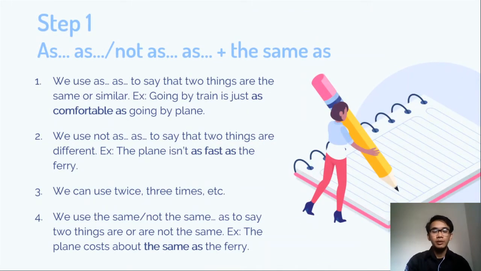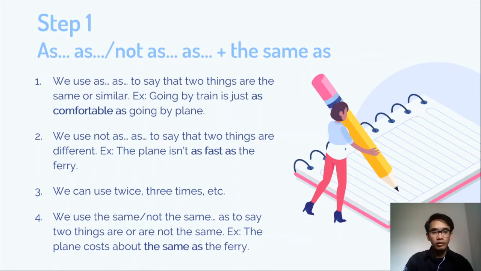Step 1: as blah blah blah as, or not as blah blah blah as, plus the same as. We use as blah blah blah as to say that two things are the same or similar. Example, going by train is just as comfortable as going by plane. It means going by train is comfortable, going by plane is comfortable too. So it's similar or the same.